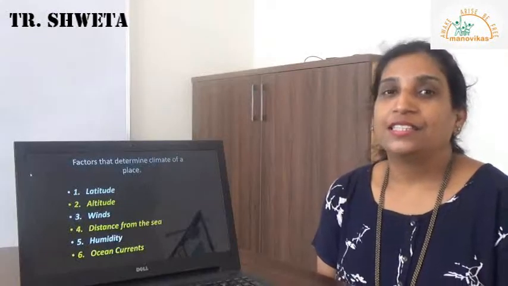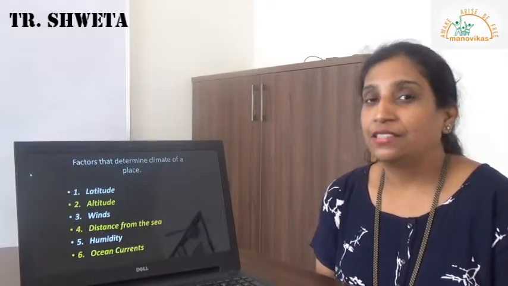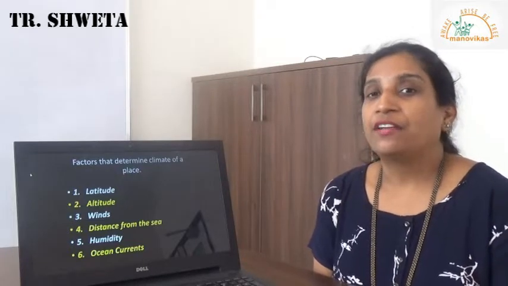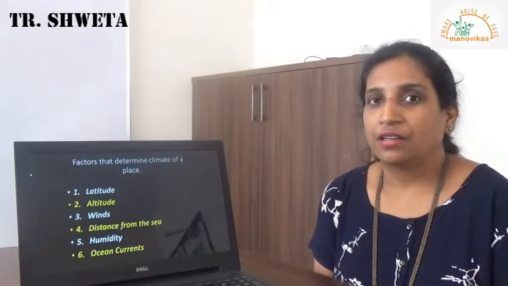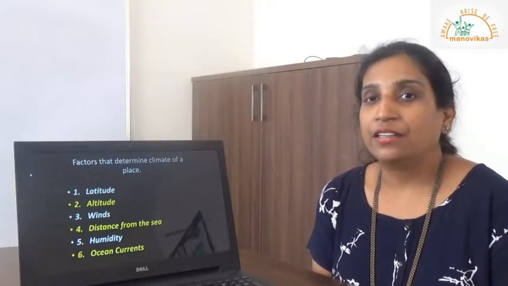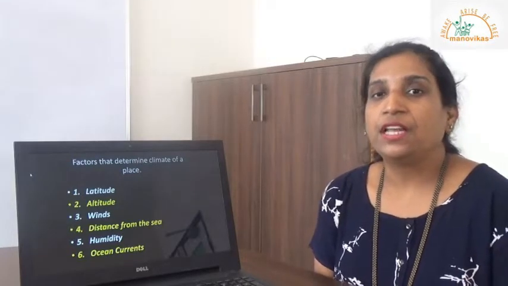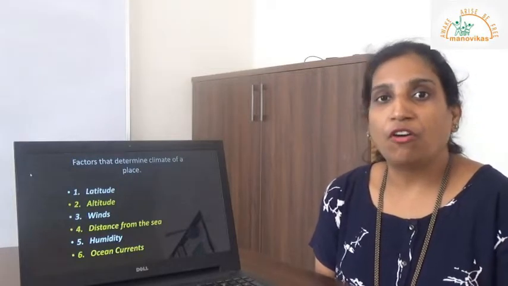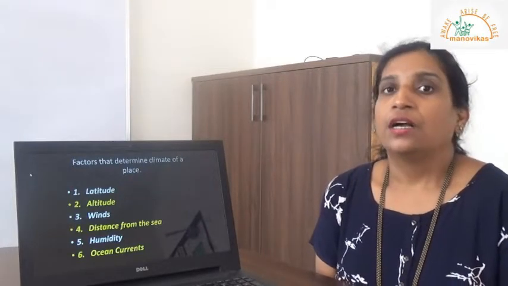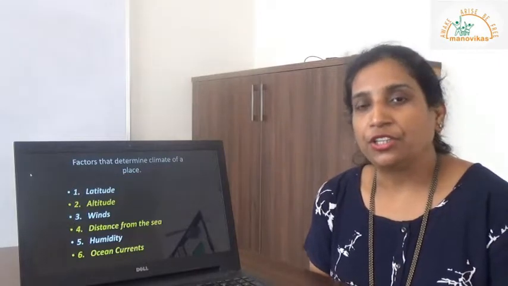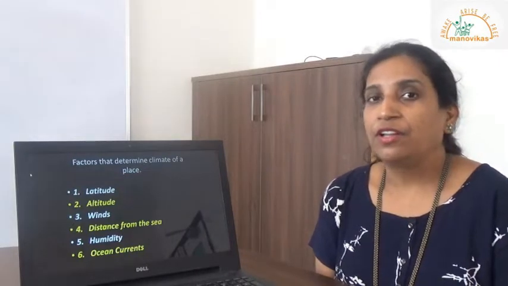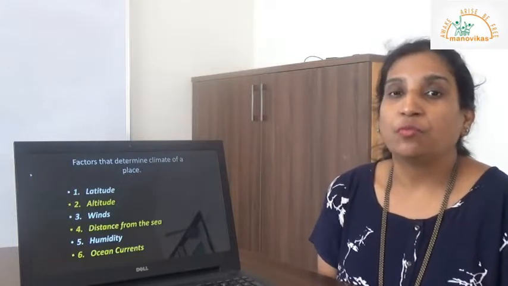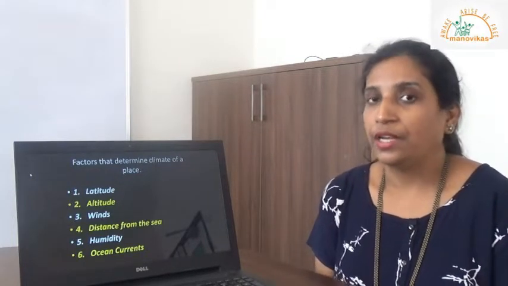Hello students, this is a lesson for class 5th subject geography. I have already started with this topic, that is the weather and climate. We have seen in the first part of this topic what is the meaning of weather, that is, it is the atmospheric condition of a place given for a smaller duration of time and for a smaller area, right?